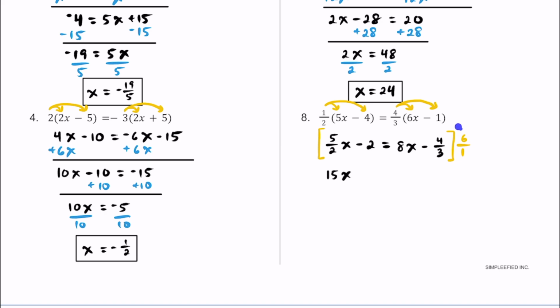Next, if we multiply this 6 by this -2, that's just going to be -12, so we're going to write -12. Then multiplying this 6 by this 8x, 6 times 8 is 48, so we're going to get 48x. And then finally, we have 6 multiplied by this 4/3, or -4/3. The 3 and 6 will cross cancel to make 1 and 2. And -4 times 2 is going to be -8. So if we make everything 6 times bigger, we can solve this equation and get the solution without dealing with any more fractions. Next, I'm going to go ahead and take away 15x from both sides of the equation.